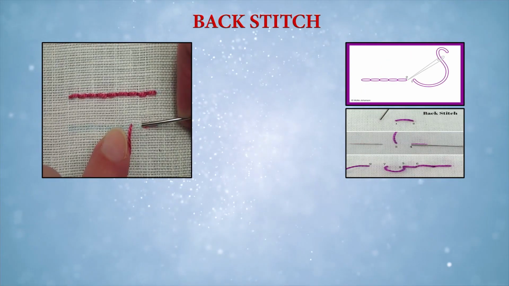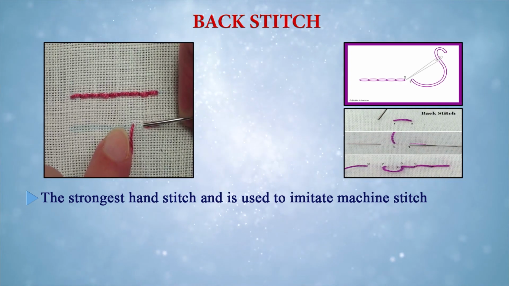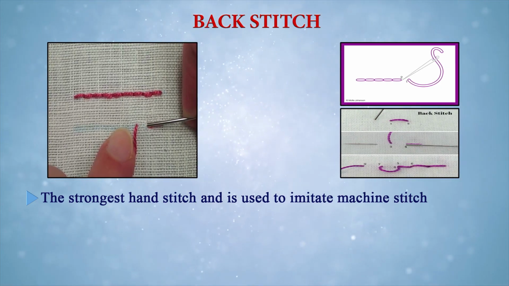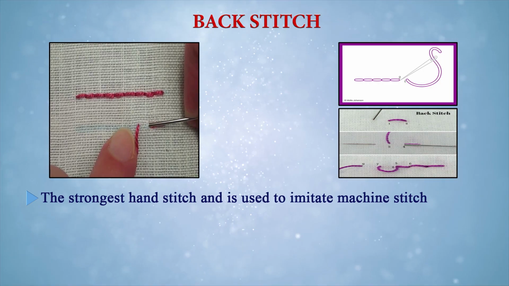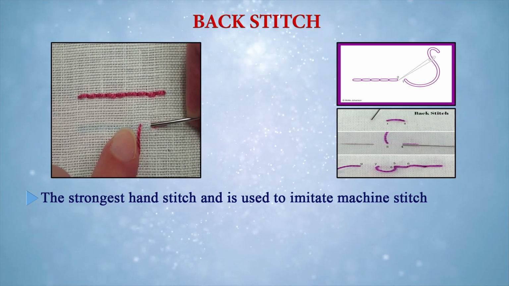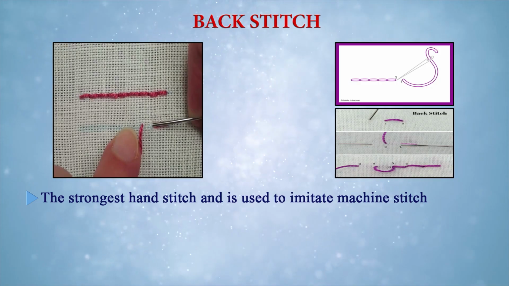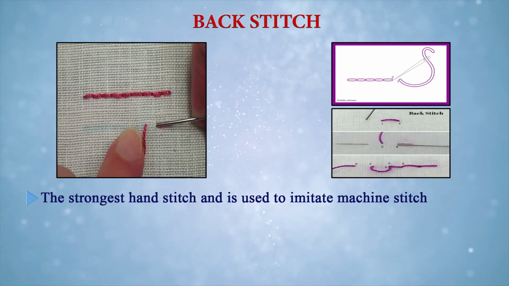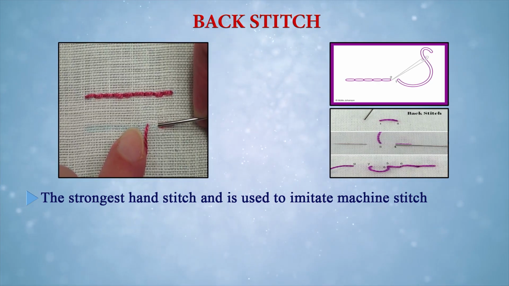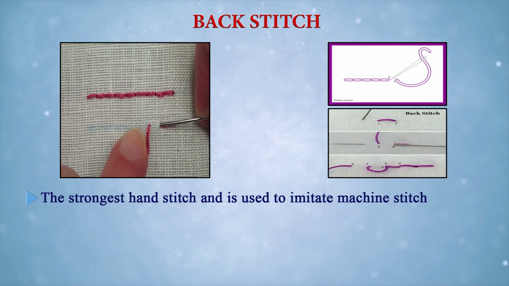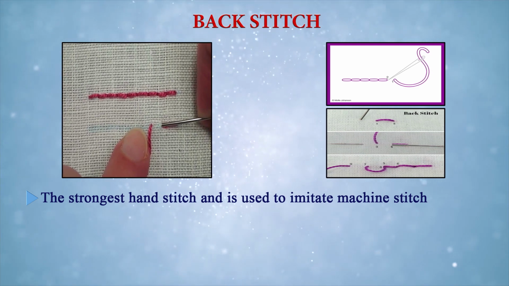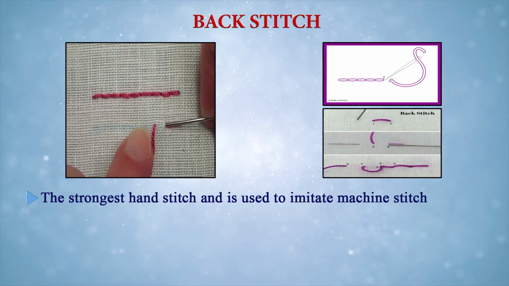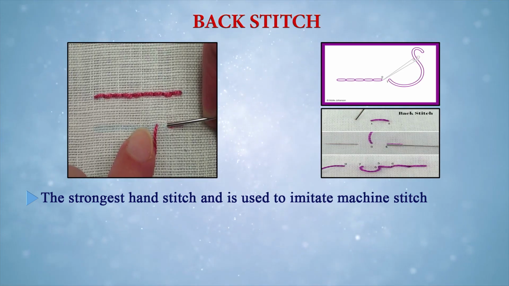The back stitch is said to be the strongest hand stitch and is used to imitate the machine stitch. When we stitch a garment by machine and look at the stitch on the fabric, it is not in a sequence, it is just overlapping. When we create such a stitch by hand, it is very similar to the machine stitch, and it is called the back stitch. As you can see in the picture, this is how the back stitch is developed.